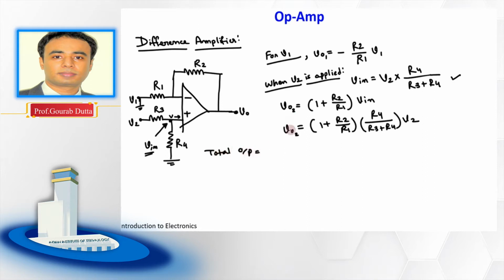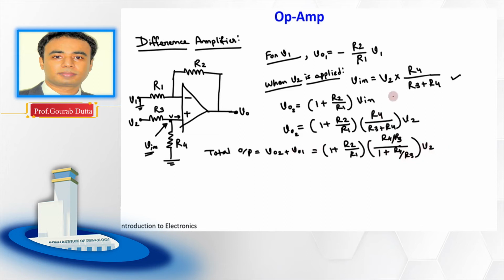Total output is nothing but the algebraic sum of these two, V naught 1 and V naught 2, right? So what is V naught 2? It is 1 plus R2 by R1. If we divide both numerator and denominator by R3, then we will get something like this, 1 plus R4 by R3 into V2. We are just dividing here by R3, by here also R3, right?